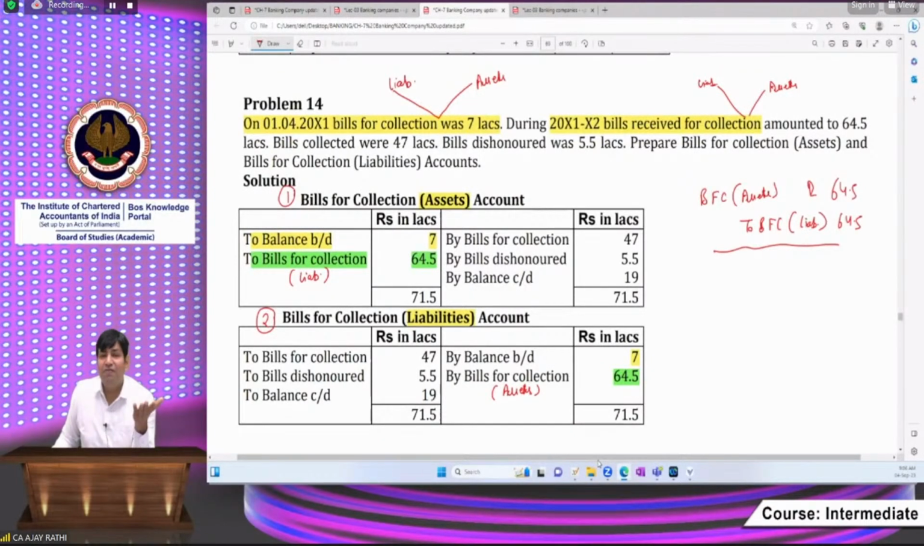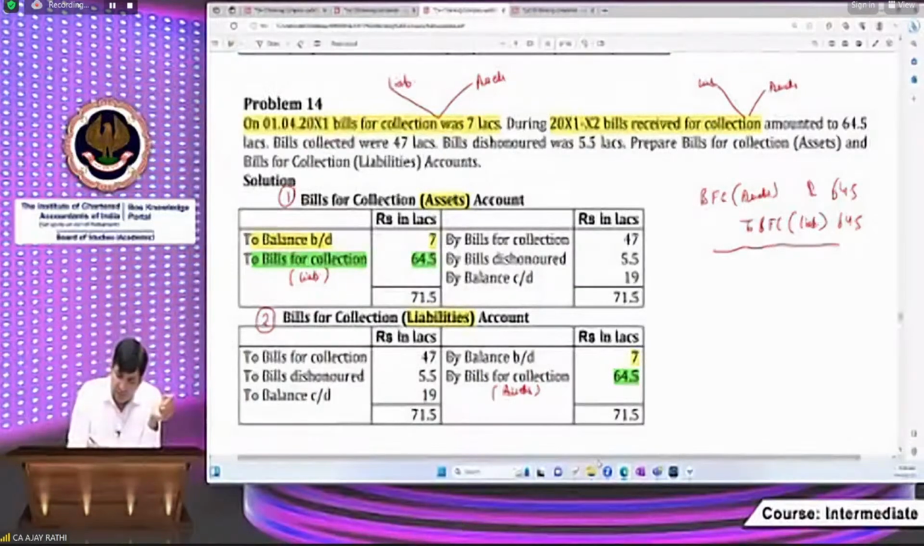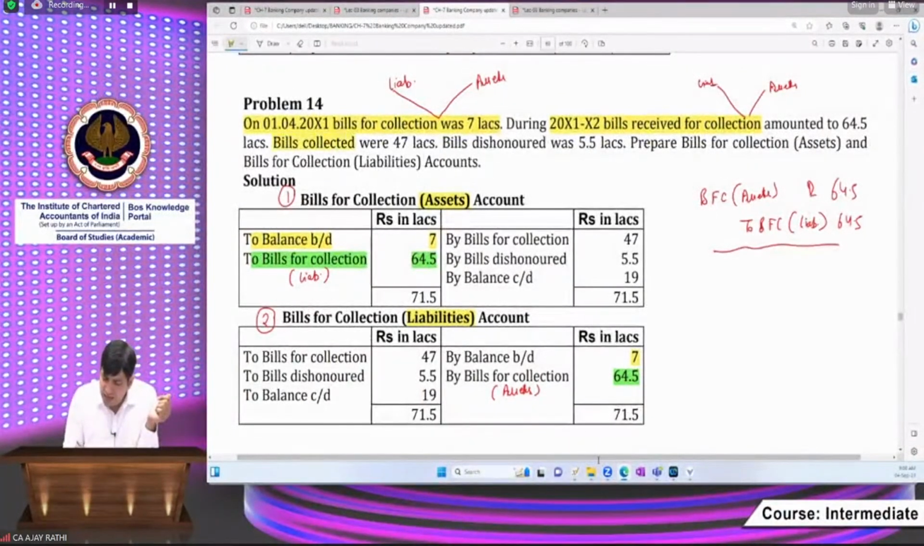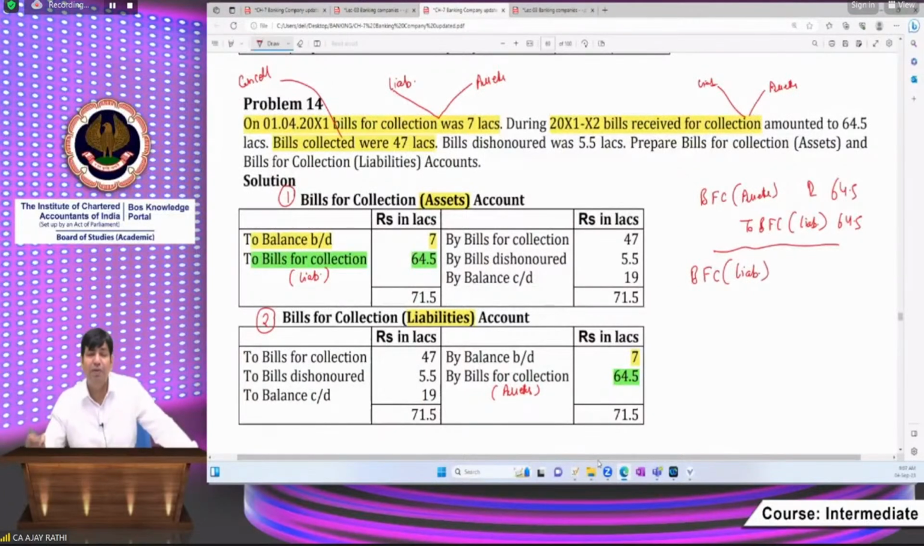Now we have to check what the amount is. Bills collected 47 lakh. It means again we have to cancel such assets and liabilities. How will you cancel? Sir, we shall again do the same. Bills for collection liability will be debited because the liability account will be closed by debiting. Correspondingly, assets will be credited because the assets account will be closed by crediting, as they have the debit balance. How much amount? That is 47 lakh.